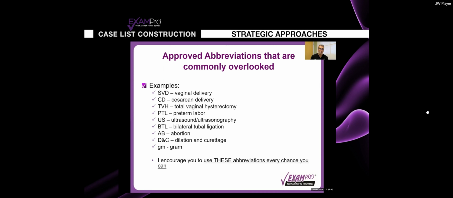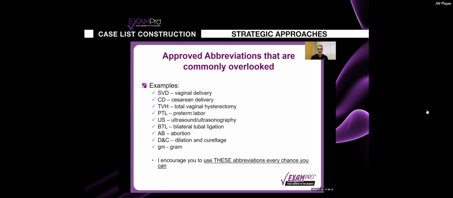For any early pregnancy loss, this would include missed AB, spontaneous AB, complete AB, or even a voluntary therapeutic or elective AB. The abbreviation AB for the word abortion is ABOG approved and should be used. And when you do a DNC, D with the ampersand, which is the and symbol, followed by C. Those are capitalized, of course. This is an approved abbreviation.